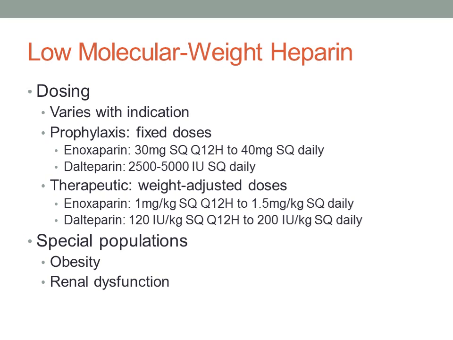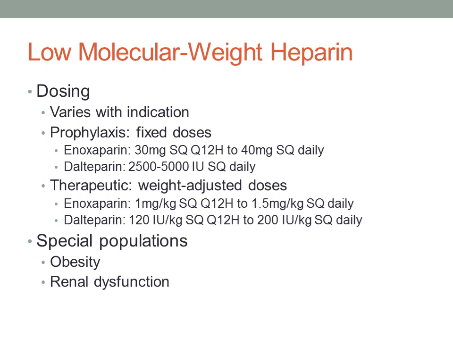The dosing for low molecular weight heparin varies with indication. For prophylaxis, we use fixed doses like the ones listed here for enoxaparin and dalteparin. Examples of these would be post-op prophylaxis for hip and knee surgery or prophylaxis for non-ambulatory medically ill patients that are in the hospital. With therapeutic dosing, which is for the treatment of DVT or PE or treatment of ischemia due to unstable angina or non-ST elevation MI, we use weight-adjusted doses as shown here. The doses for enoxaparin and dalteparin are weight-based.